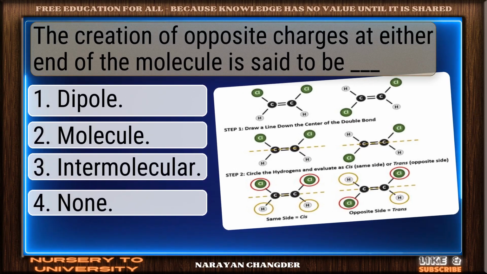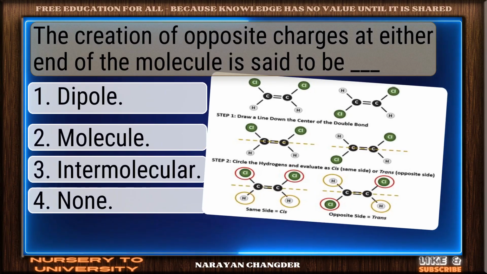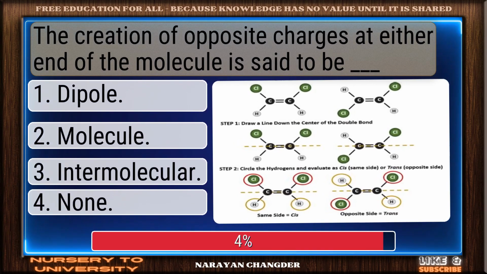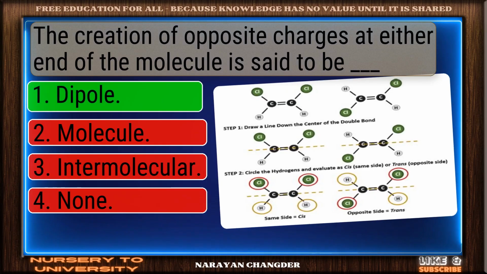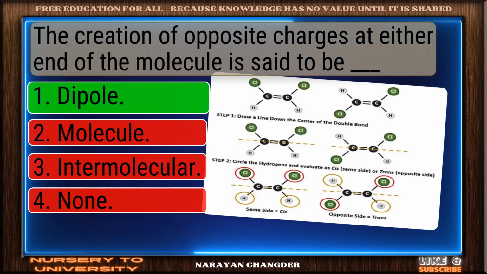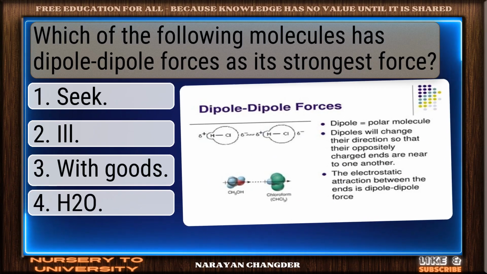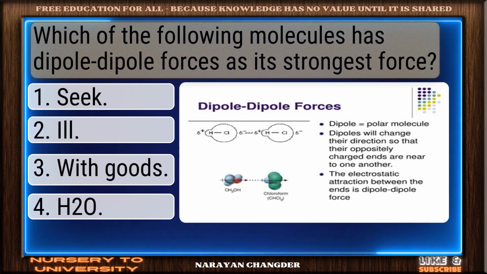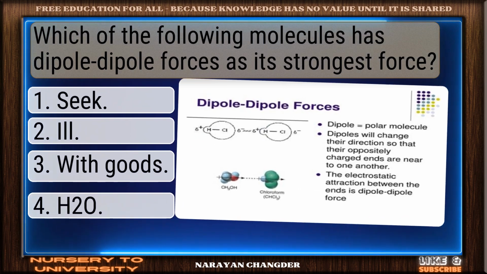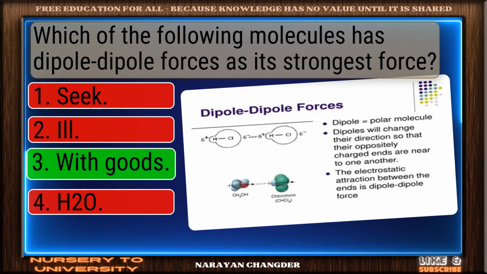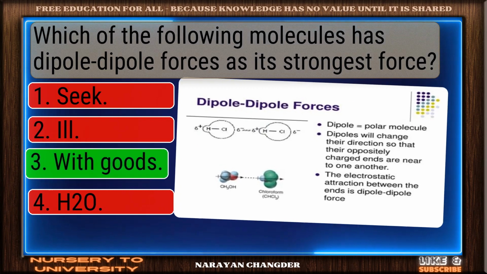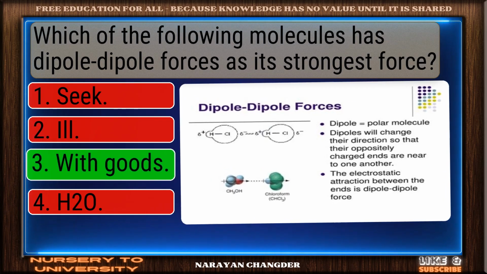The creation of opposite charges at either end of the molecule is said to be a dash. Exactly. Dipole makes sense and it is the right choice. Which of the following molecules has dipole-dipole forces as its strongest force? Great thinking. This is the right choice.